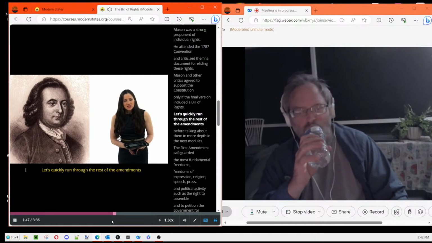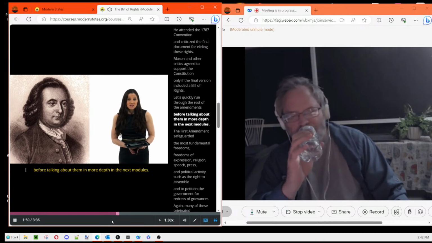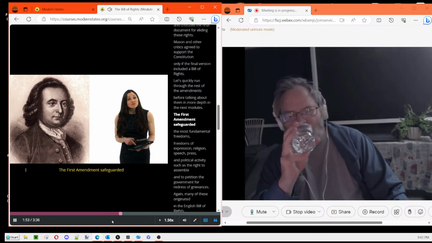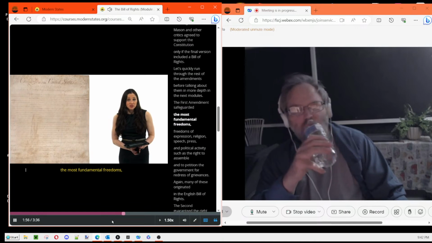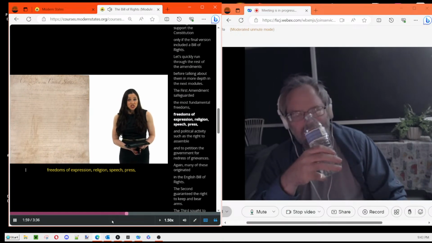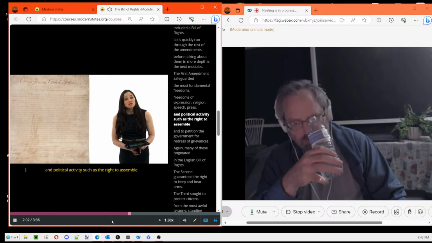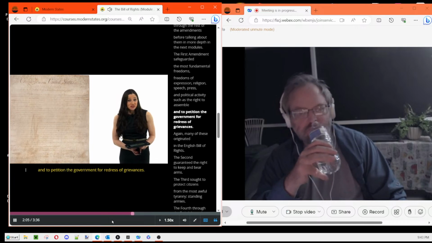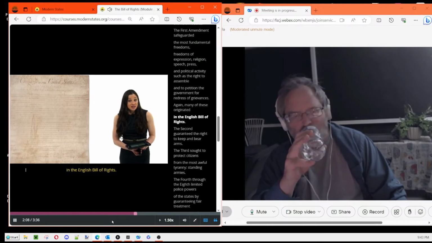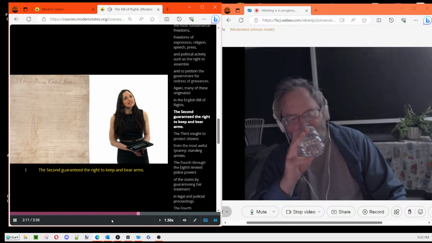Let's quickly run through the rest of the amendments before talking about them in more depth in the next modules. The First Amendment safeguarded the most fundamental freedoms of expression, religion, speech, press, and political activity, such as the right to assemble and to petition the government for redress of grievances. Again, many of these originated in the English Bill of Rights. The second guaranteed the right to keep and bear arms.